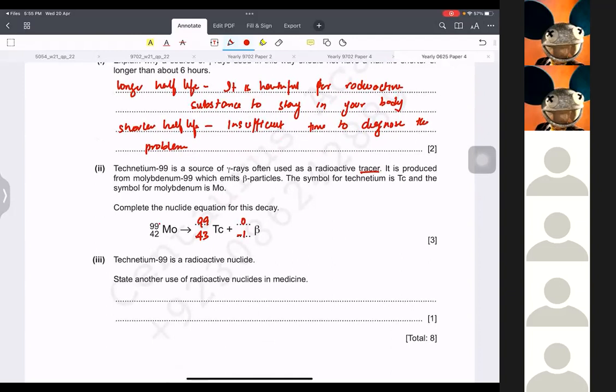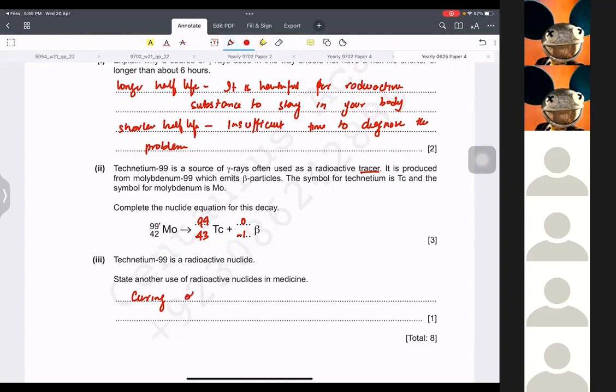Sir, why 43? Why 43? Because you make an equation: 42 equals x minus 1. Can't you do this? Oh, okay, sir.